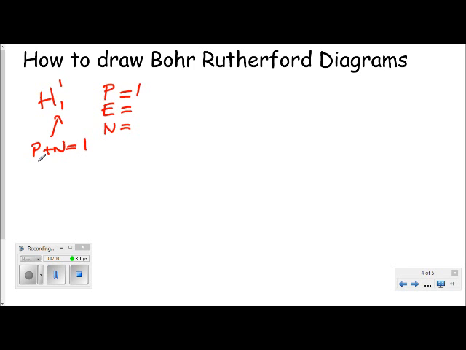Okay, so right now we have 1 proton, and in order for this equation to work, we must have 0 neutrons. So in order to have a mass of 1, that means we only have 1 proton. Now the interesting thing here is that protons are positive and electrons are negative. So whenever we draw Bohr Rutherfords, initially we draw a neutral atom. And a neutral atom has the same number of protons as electrons. So in this case we have 1 proton, we have 1 electron, just like that.